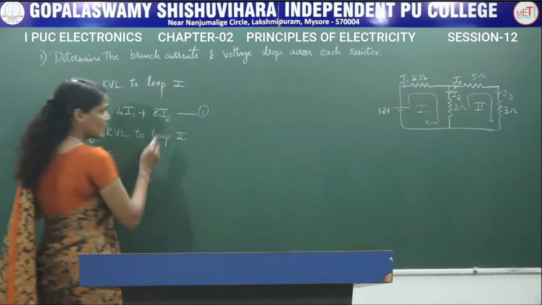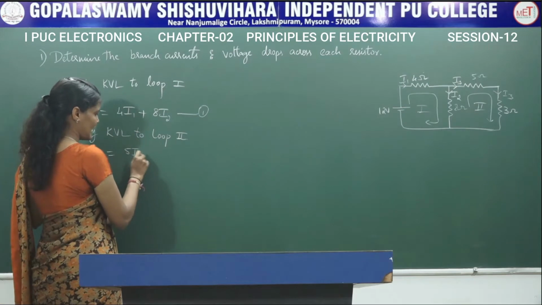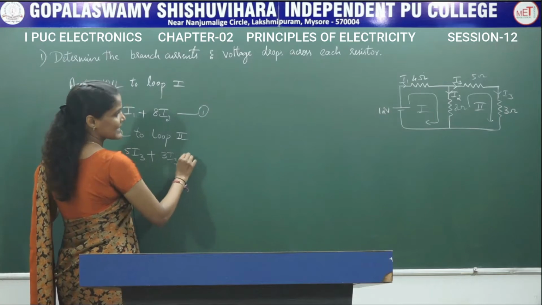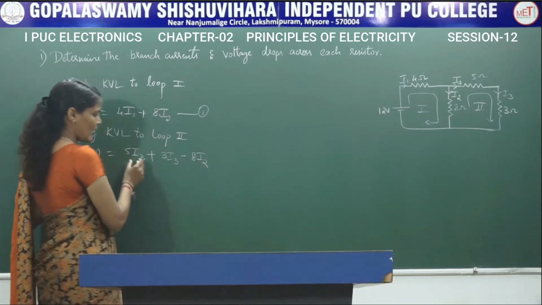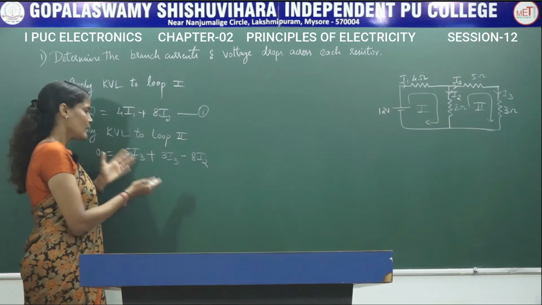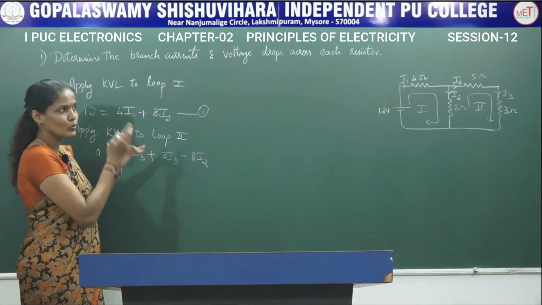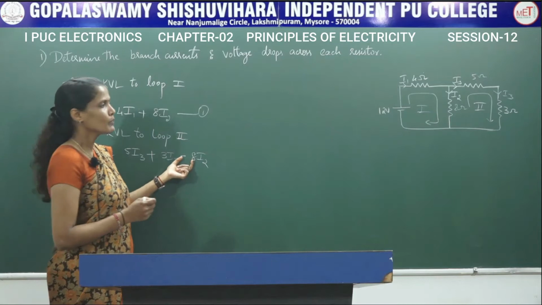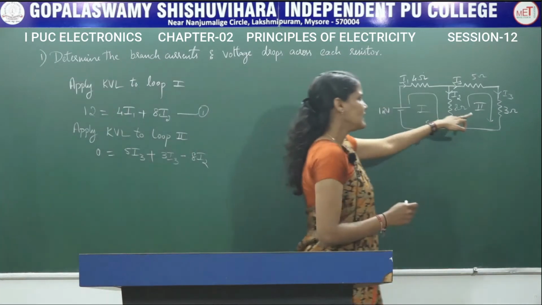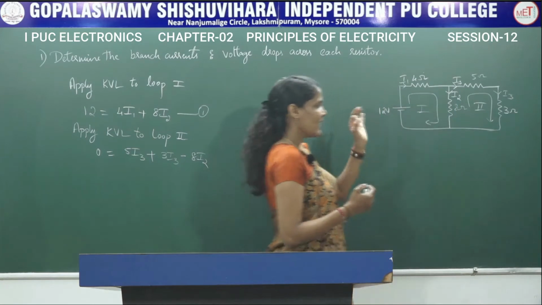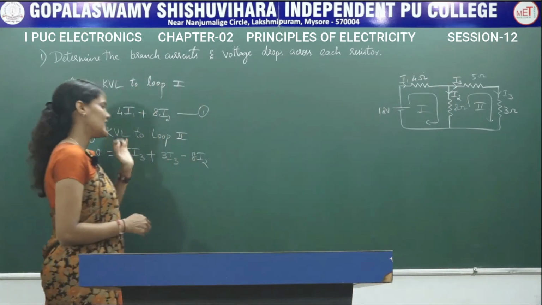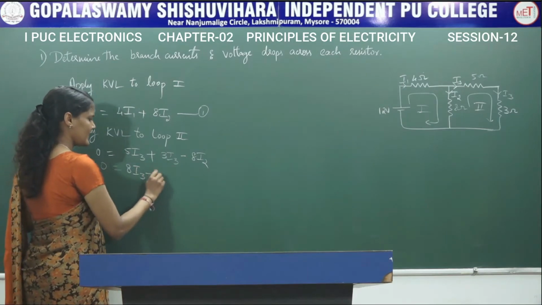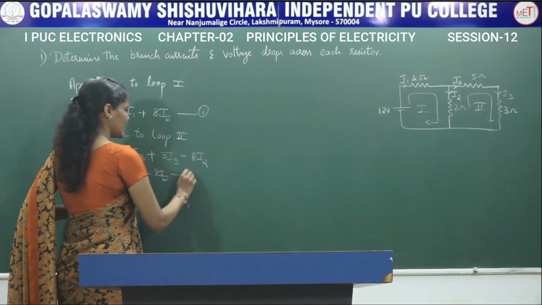So, let us first write 5 into I3 plus 3 into I3 minus 8 into I2. Why have I written 5 I3, 3 I3? Because the same current I3 flows through both the resistors 5 ohm and 3 ohm. Why have I written minus of 8 I2? Because the branch current I2 and the loop current are flowing in the opposite direction, hence the IR drop will be considered negative. So, 0 is equal to 5 plus 3, 8 I3 minus 8 I2. Let us call this equation number 2.